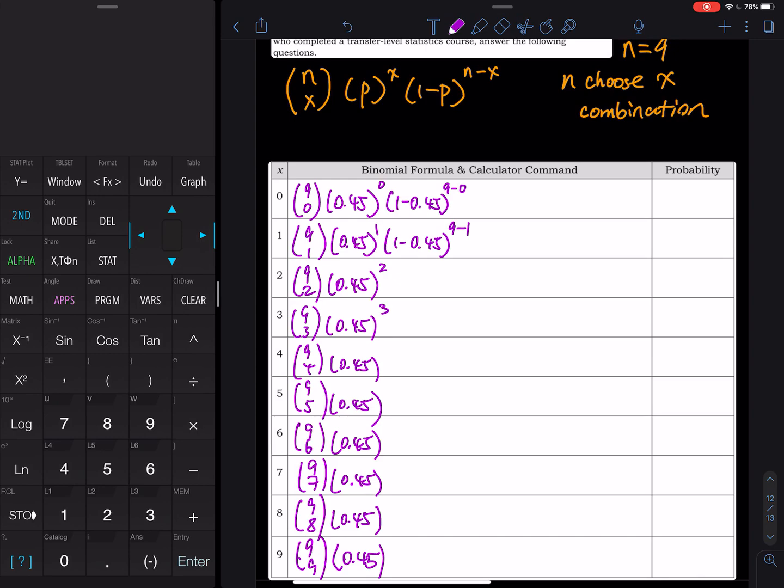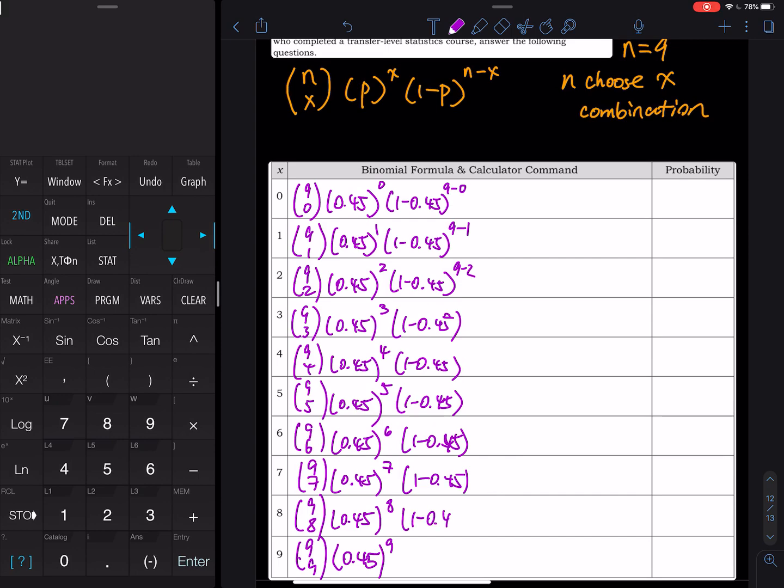The exponents 2, 3, 4, 5, 6, 7, 8, 9, and then the next factor, 1 minus success, this is 9 minus 2. I'm going to write this first. 1 minus 0.45, 1 minus 0.45, 1 minus 0.45. You don't need to calculate this by hand. I will show you how to get the answer using one calculator command. And then 1 minus 0.45, and then 9 minus 3, 9 minus 4, 9 minus 5, 9 minus 6, 9 minus 7, 9 minus 8, 9 minus 9.